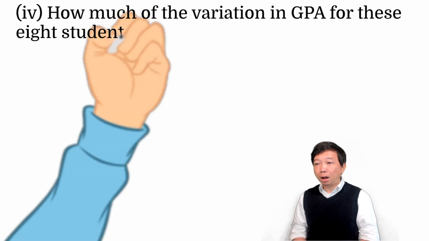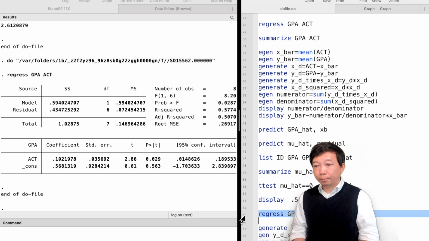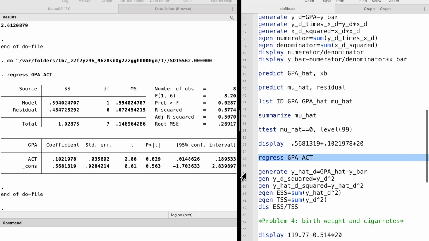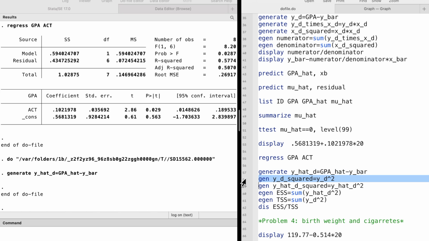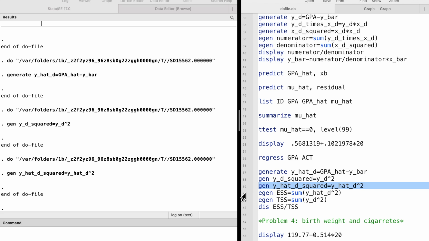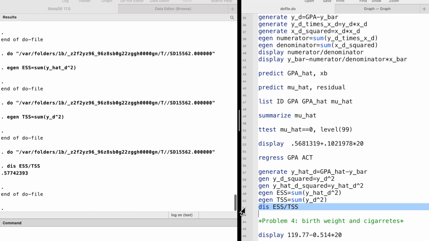The fourth question is about how much of the variation in GPA is explained by ACT. We see the R squared in the result window. The R squared is 0.58, meaning that 58% of the variation in GPA is explained by the variation in ACT. We can also compute it by hand. R squared is equal to the explained sum of squares divided by the total sum of squares. The result is exactly the same as from the regress command.